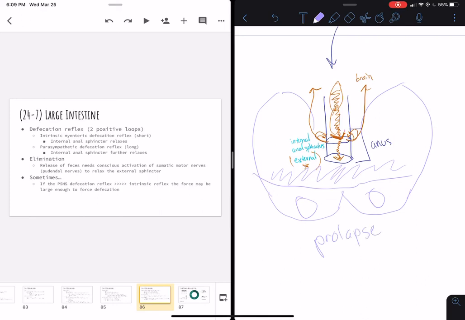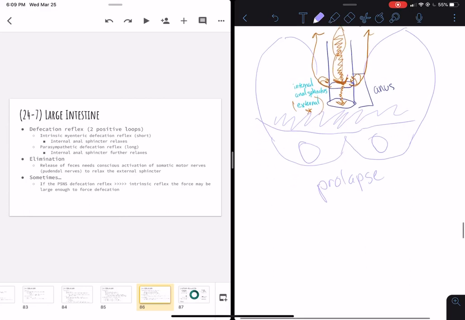And this can happen for other organs as well, like the uterus. You can have a uterine prolapse, you can have an anal prolapse. And this is where the anus and or part of the rectum might actually leave the pelvic floor and descend and actually exit through that opening. This can be really damaging for the surrounding muscles. It can be really difficult to repair surgically.